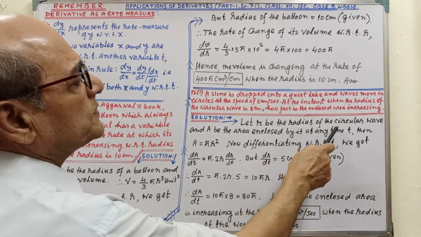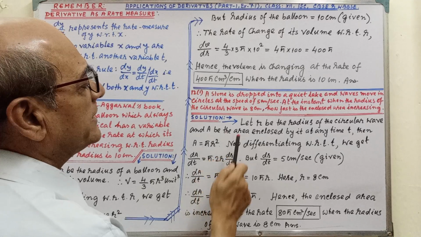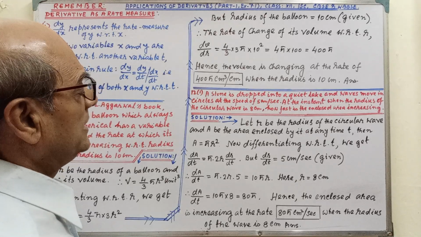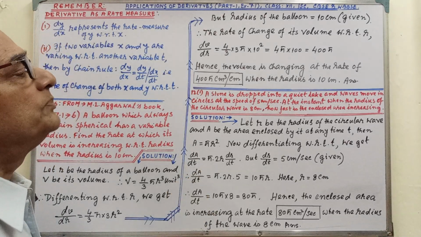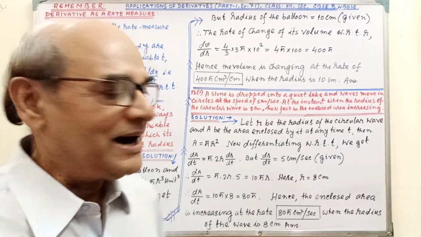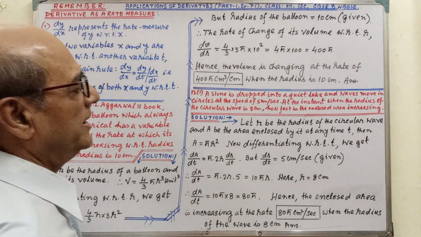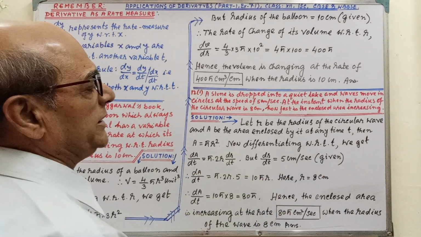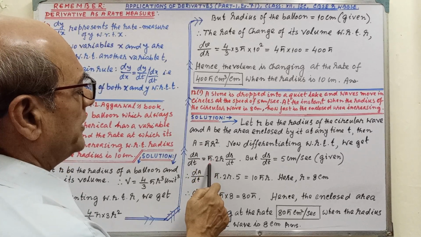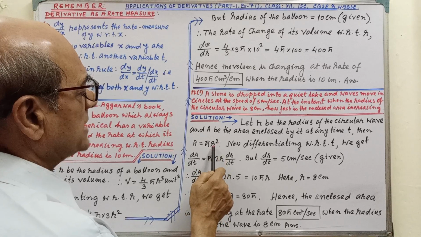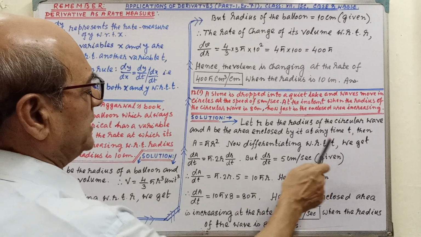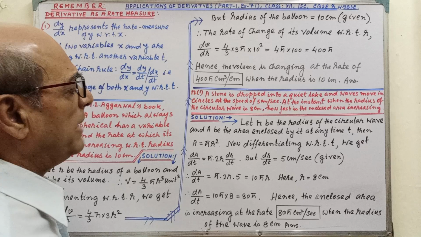Let r be the radius of the circular wave and A be the area enclosed by it at any time t. Then area of the circle is pi r square, that is A equals pi r square. Now differentiating with respect to t, we get dA by dt. Pi is the constant, so it will remain as it is, and variable, that is r square, that is 2r dr by dt. We are differentiating with respect to t, this is why dr by dt.